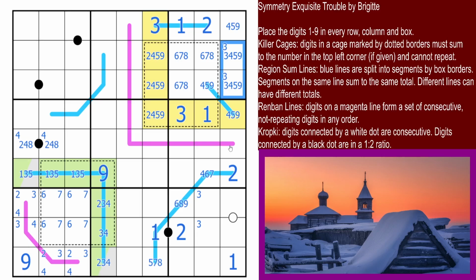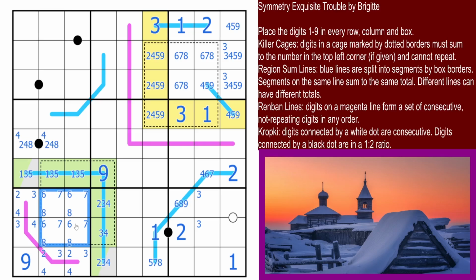4, 9. Now we know that 8 is also here, right? So along with 8, either 1 or 5 is here, depending on which is this Renban. We haven't yet figured out which is this Renban. Either it could be 1, 2, 3, 4 or 2, 3, 4, 5. But yeah, that 1 or 5 will come here along with the 8.